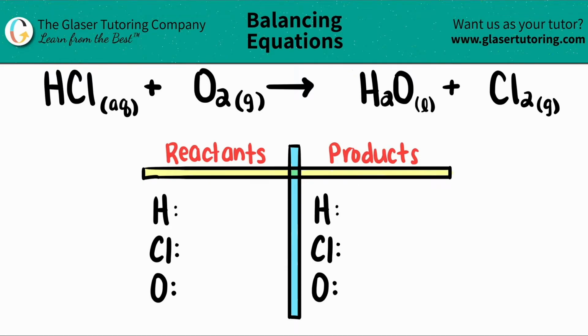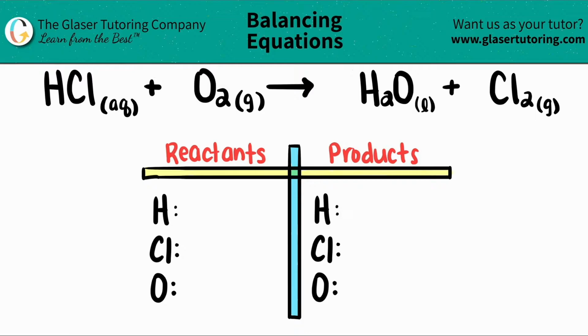Today, we're going to be balancing the equation of hydrochloric acid, which is HCl, plus oxygen gas, O2, and that will produce water, H2O liquid, plus chlorine gas, which is Cl2. I already wrote out our little balancing chart for us and the elements that I see on both the left and the right side. So all we have to do is just start labeling how many we have of each, and then we'll start the balancing.